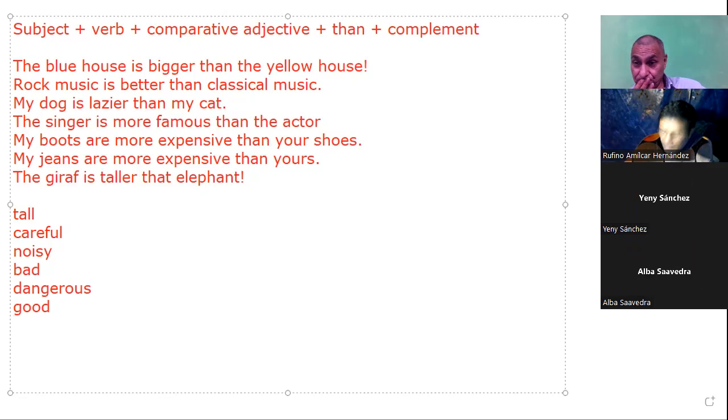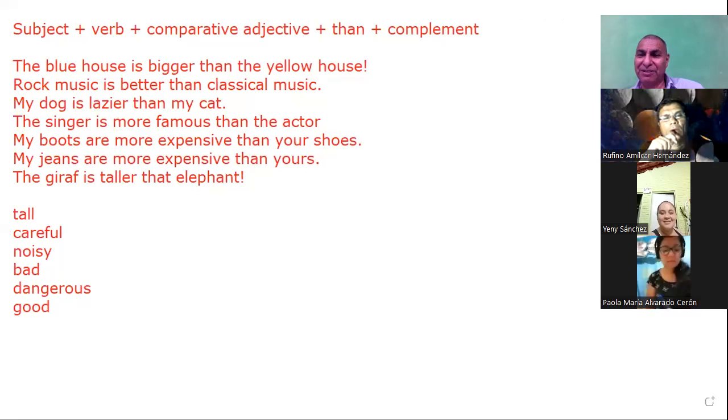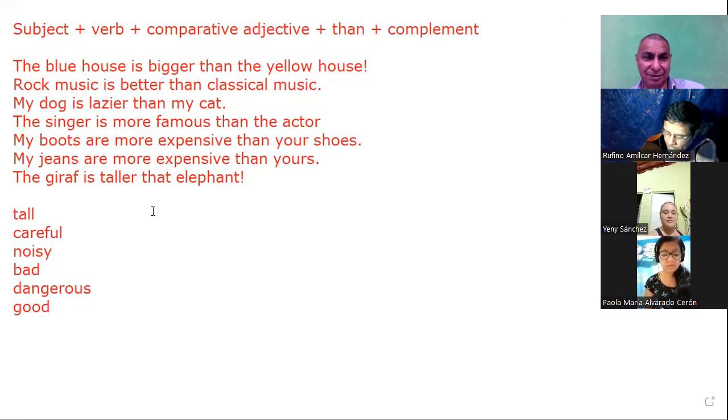Jenny, ¿está todo bien? Yes. Ok. Pensé que ya se me había ido. Ya terminó. Dígamelas. Not yet. Ok. I like that. Not yet. I like it.